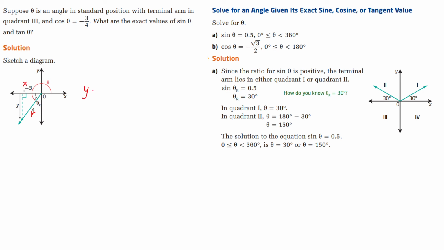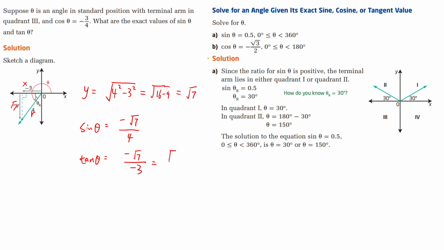And we can calculate y equal to root of 4 squared minus 3 squared, so 16 minus 9, equal to root 7. This is the Pythagorean theorem, right? So we have sine theta: y is negative, so sine theta is negative root 7 over 4. And tangent theta is negative root 7 over negative 3, which is positive, right? This corresponds with the signs of trig ratios we previously learned.